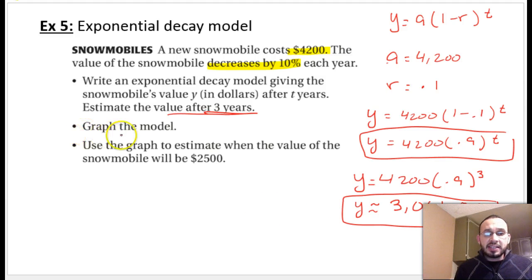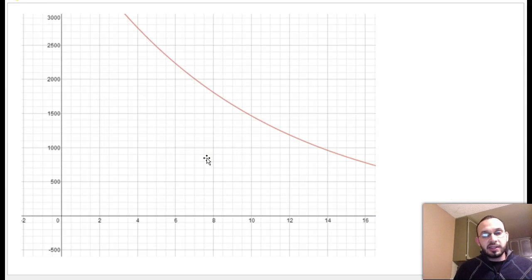Our second part says to graph the model. We can graph it and use the graph to estimate the value of the snowmobile. Use the graph to estimate when the value of the snowmobile will be 2,500. So if I were to graph it, look at that, there's a graph. We want to estimate when t, in how many years, we obtain 2,500.